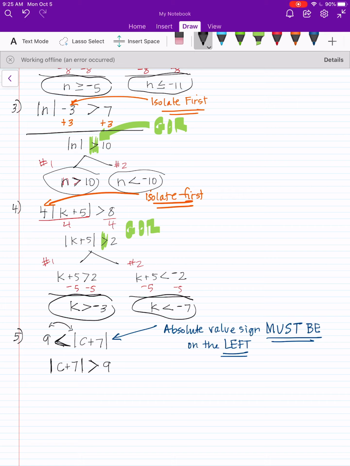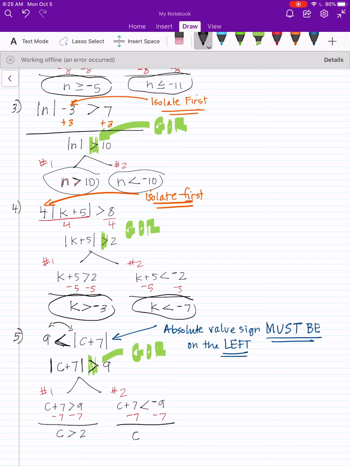And now you can see when I flip it, I have a GOR. I have a greater than that I'm going to split into an OR. So I'm going to split it into 2. So my number 1 and my number 2 is drop the absolute value signs, copy everything the same. Second one, drop the absolute value signs, make it a less than, and change B to negative. So you follow that pattern every single time. So subtract 7 from both sides. So C is greater than 2. Subtract 7 from both sides, and you have C is less than negative 16. And there you have it.